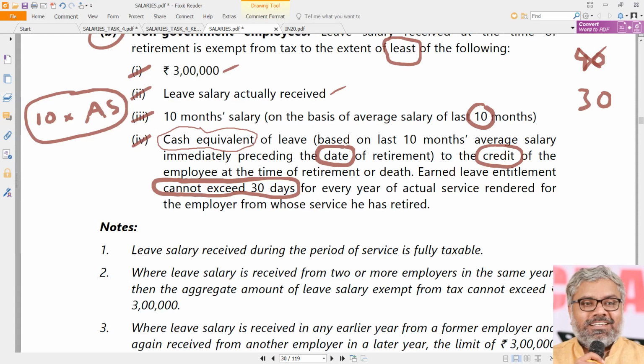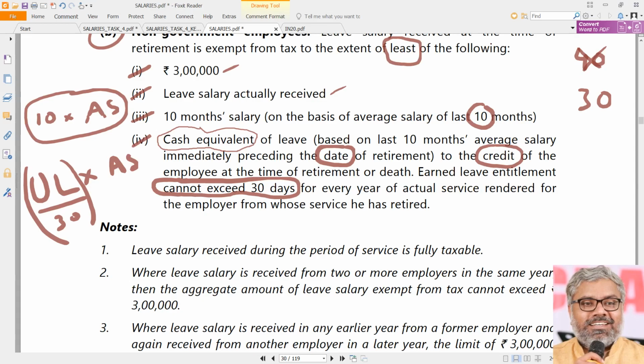So cash equivalent of the leave means simply this. Let us put it this way: leave to the credit of the employee, or let us use the same word we have used, unavailed leave, multiplied with average salary. But if unavailed leave is in days, you convert that into months by dividing it by 30. If unavailed leave itself is given in months, then don't convert it. Don't blindly apply the formula, not like that. Be careful with the numbers.